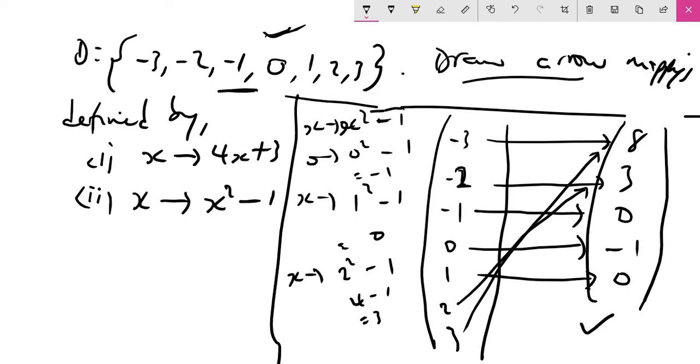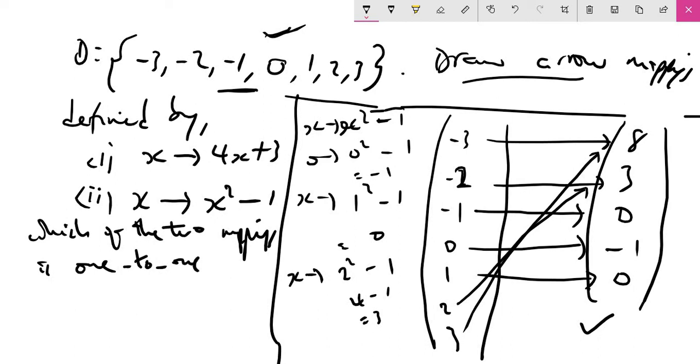Alright. So now, of course, the question they now ask was which of the two mappings is 1 to 1. Now we saw that the mappings of the first one was 1 to 1. This is definitely not, because we see that minus 2 and 2 are pointing at the same value. So we can't have that. But for 1 to 1, 1 for 1, no sharing.